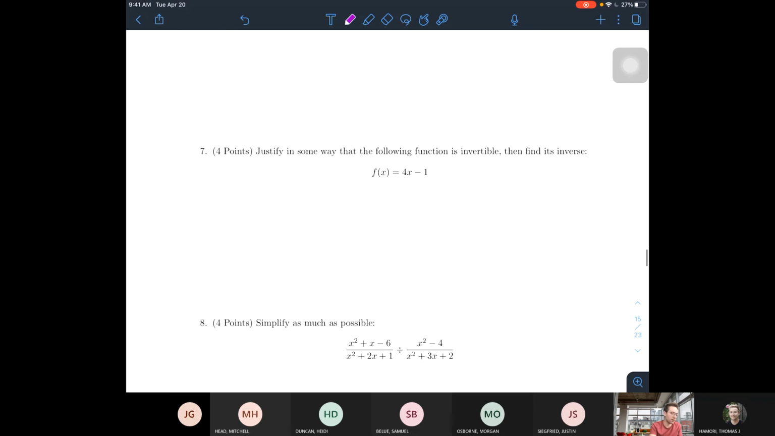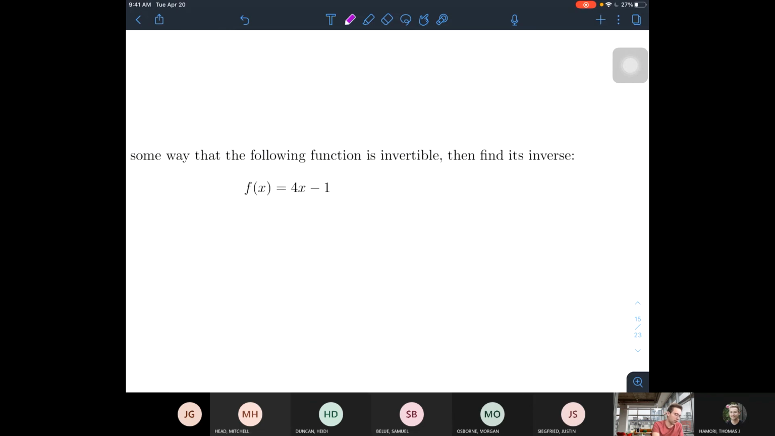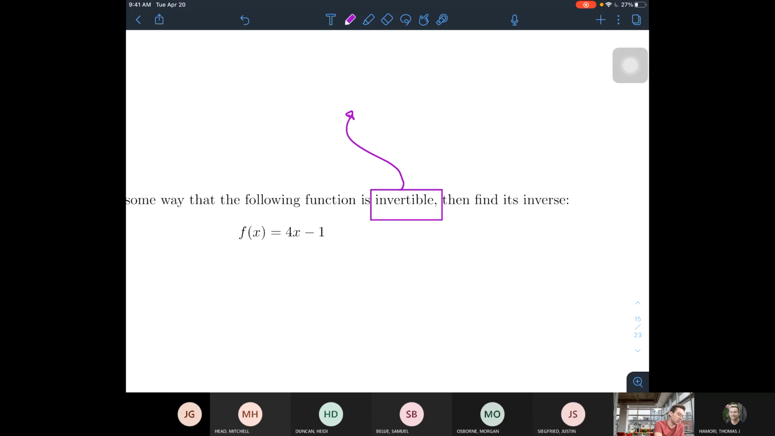Okay, so let's dig into this a little bit. What does this invertible word mean? Well, invertible is a term which we didn't really define in our class, so I'll define it now. It means the inverse function exists.